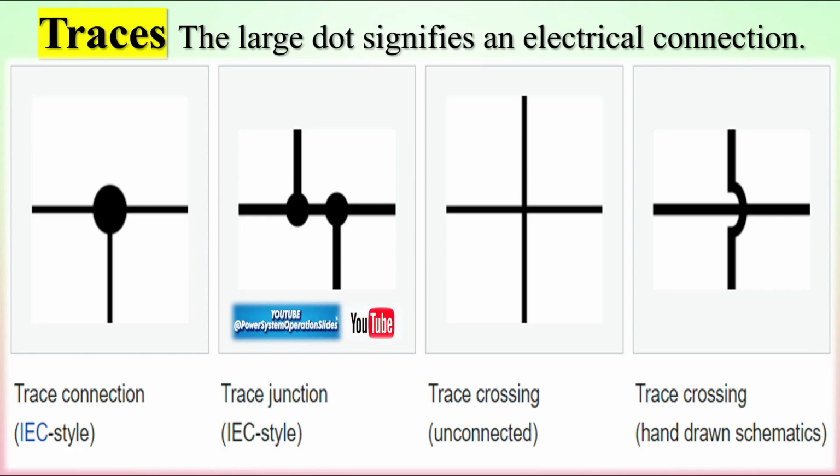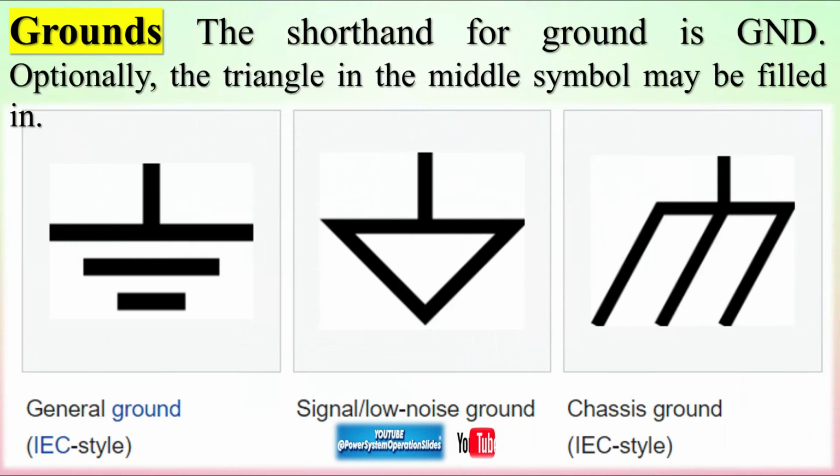Traces represent conductive paths on a circuit board, often made of copper. They connect different components, allowing electrical signals to flow. Traces are essential for creating functional circuits. Grounds indicate the reference point in a circuit and the return path for current. They are represented as horizontal lines or triangular spikes. Grounding ensures circuit stability and safety.